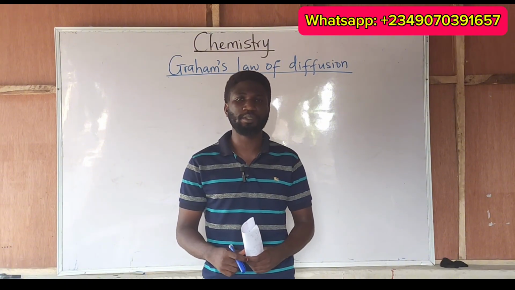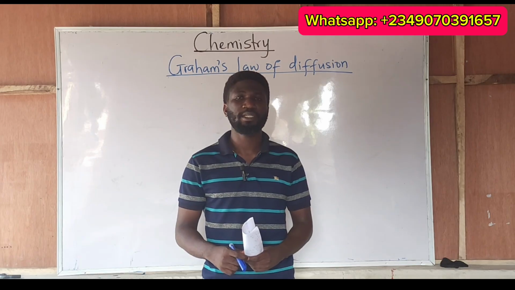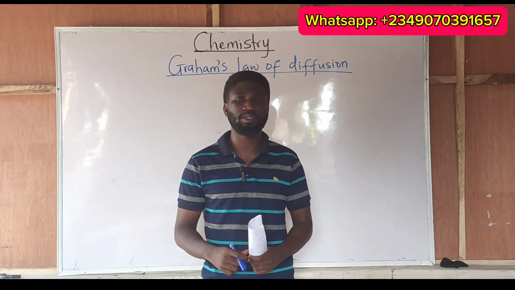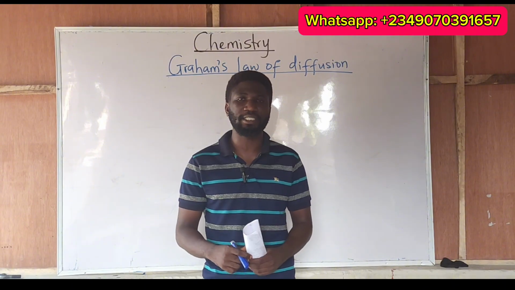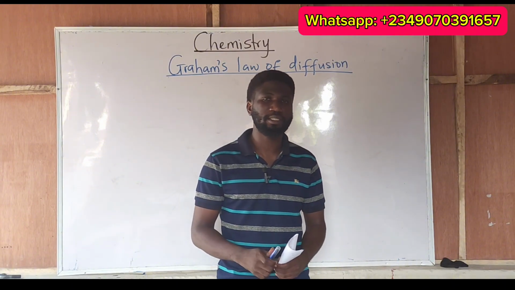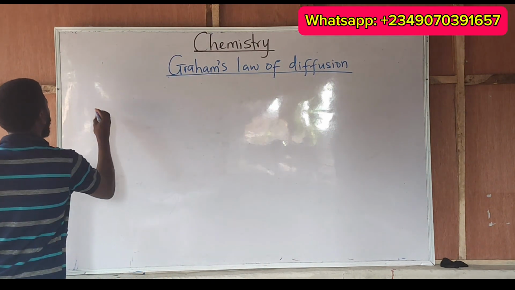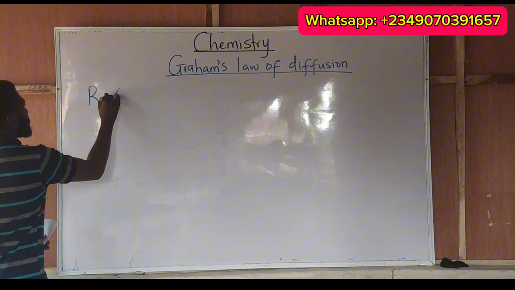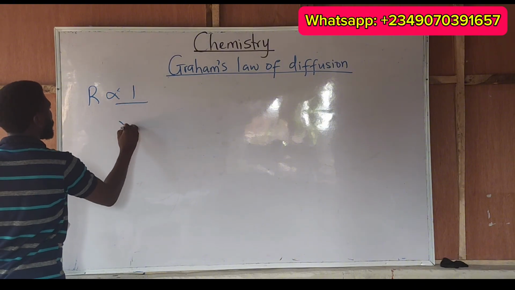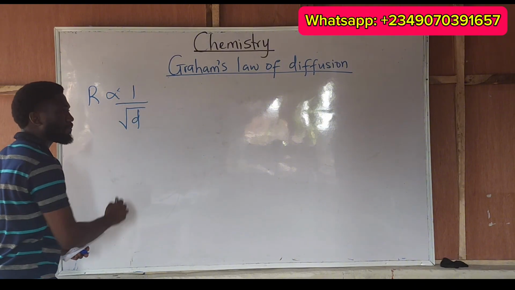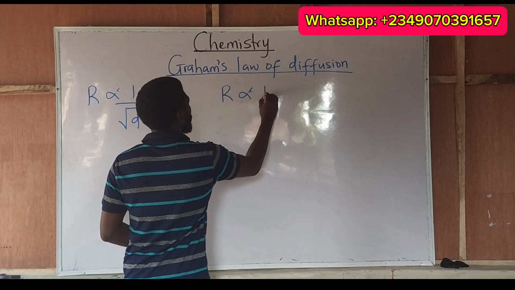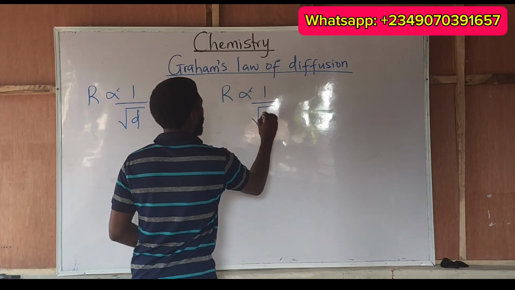Graham's law of diffusion states that the rate of diffusion of a gas is inversely proportional to the square root of its density or molar mass. Mathematically, the rate of diffusion of a gas is inversely proportional to the square root of its density, or we can have it to be the square root of its molar mass.